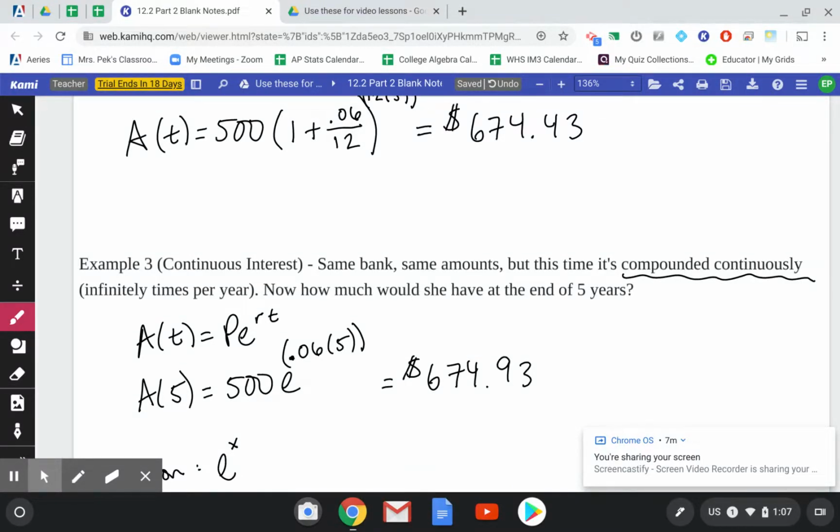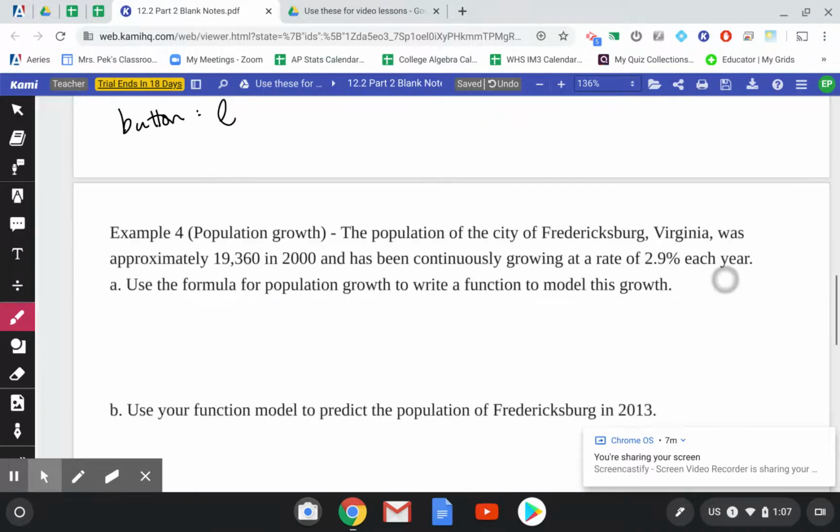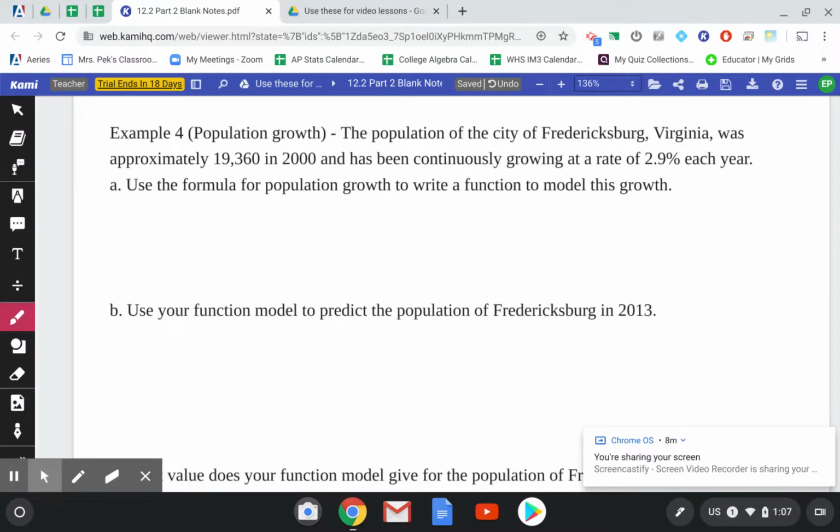So not as big of a jump as simple to the monthly compounded, but it still is a little bit more money. All right, and then our last example here, we're going to do a population growth example. It works similarly, but it's a little different, population instead of money. The population of the city of Fredericksburg, Virginia was approximately 19,360 in the year 2000 and has been continuously growing at a rate of 2.9% each year.